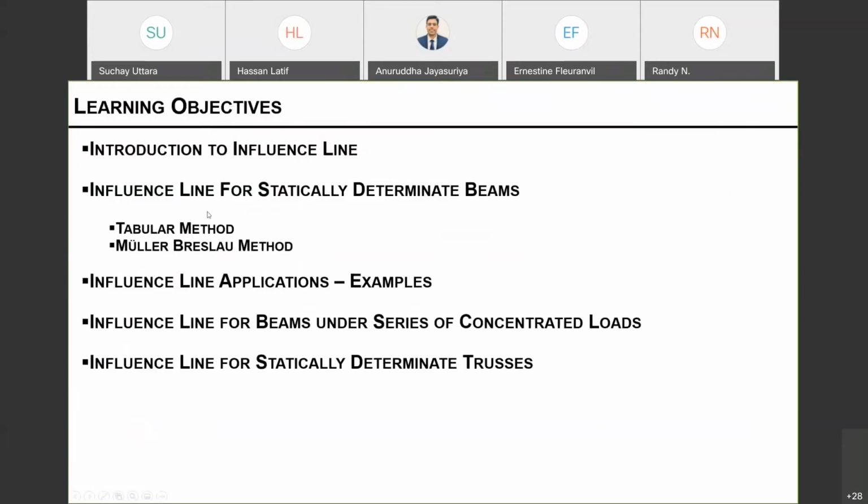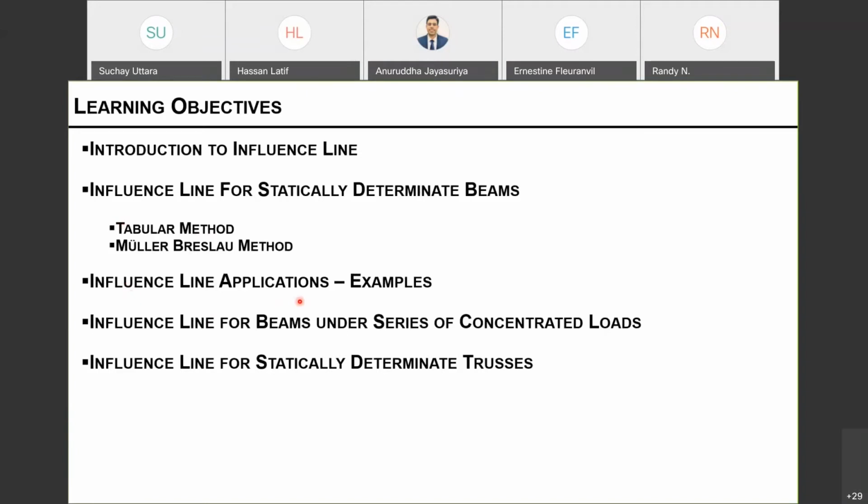We will be talking about two different methods that can handle the influence lines. One is the tabular method, right? And the other one is very easy and straightforward. You just look at the structural system and then you draw it using your hand. It's called the Mueller-Breslau method. Using these two methods, we will try to construct these influence lines.